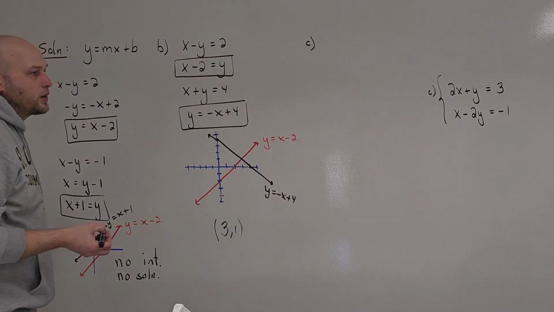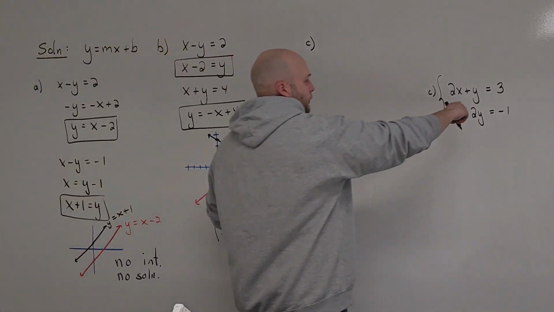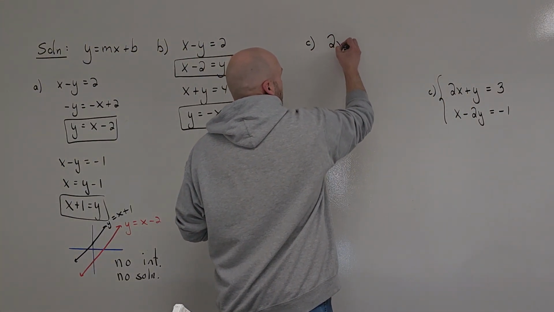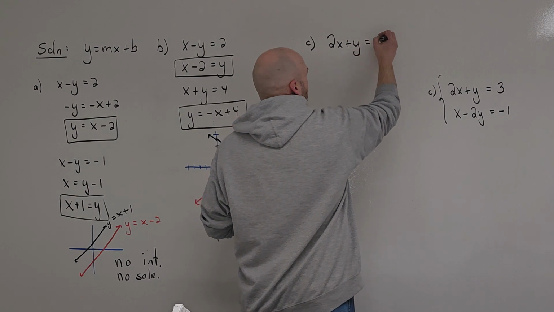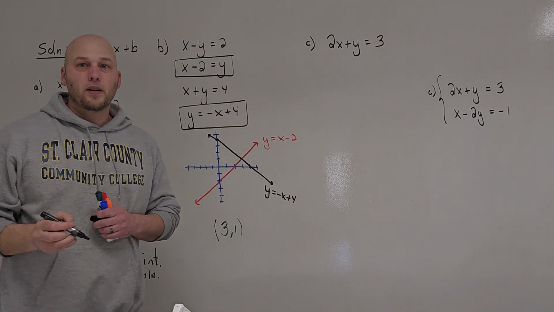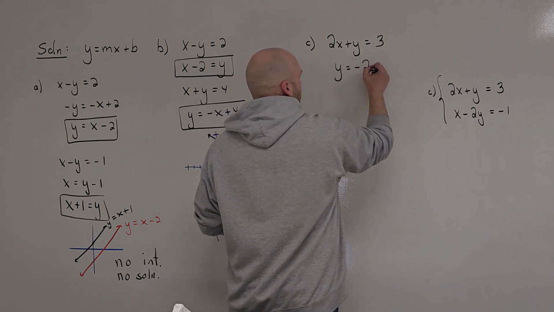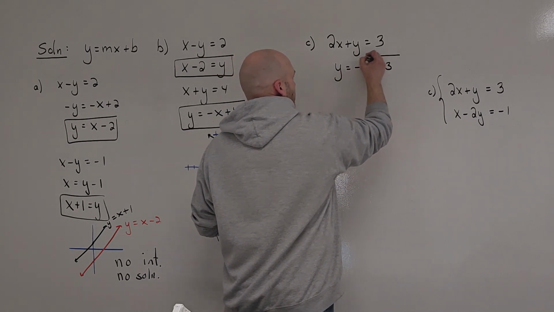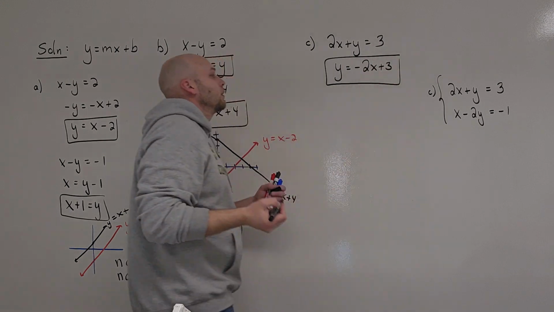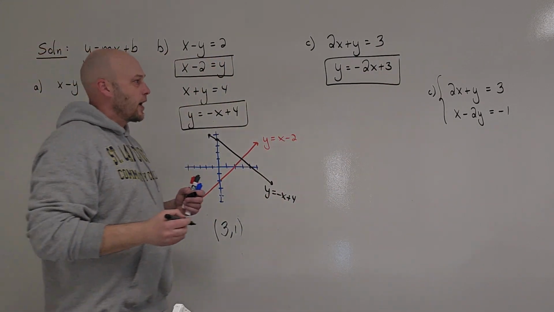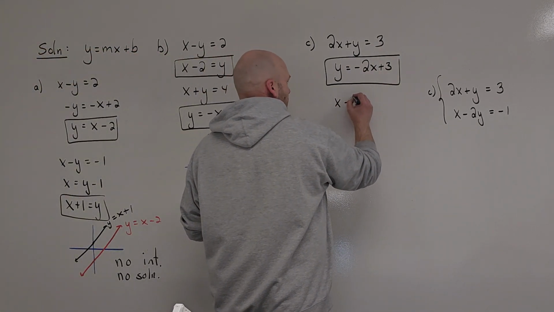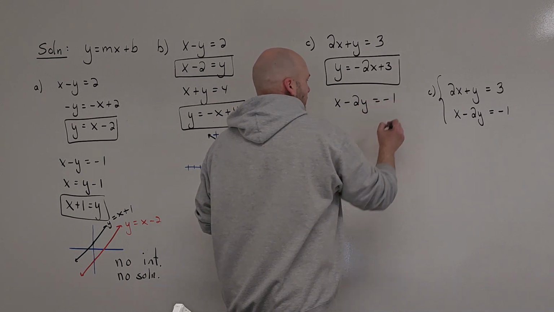Same idea, I'm going to isolate y in each case. For this first equation here, start with 2x plus y is equal to 3, and all I have to do is subtract 2x to the other side, giving me y is equal to negative 2x plus 3. And this will be the first line that we graph. And then I've got x minus 2y is equal to minus 1.